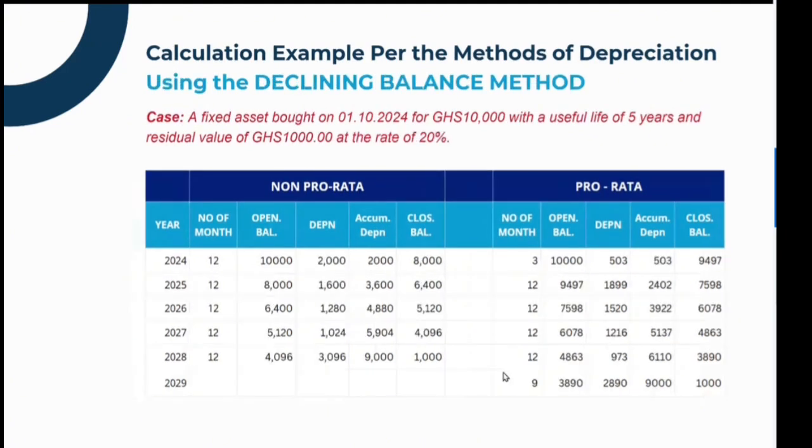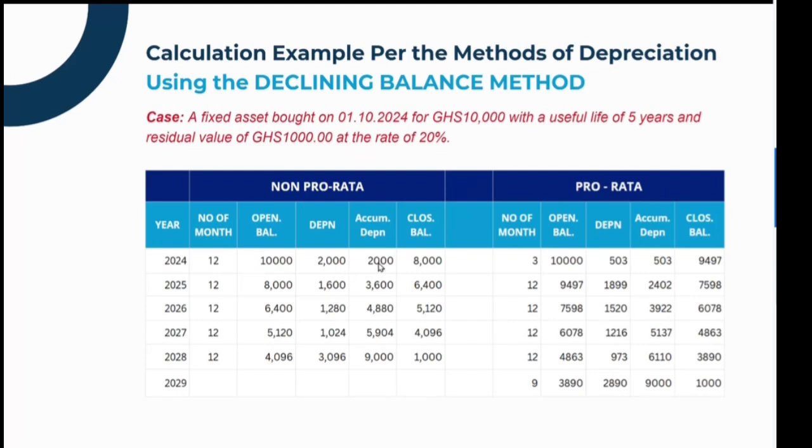Let's look at the declining balance method. It's also simple, but this time it's taking effect of the depreciation charge so far. So in the same case, a fixed asset bought on 1st October 2024 for 10,000 Ghana cedis with a useful life of 5 years and a residual value of 10,000 at a rate of 20%. Mostly, declining balance will require a rate. If it's non-pro rata, in the first year, you are charging the full year, which is 12 months. That will give you the 2,000. 20% of the 10,000 gives you 2,000.